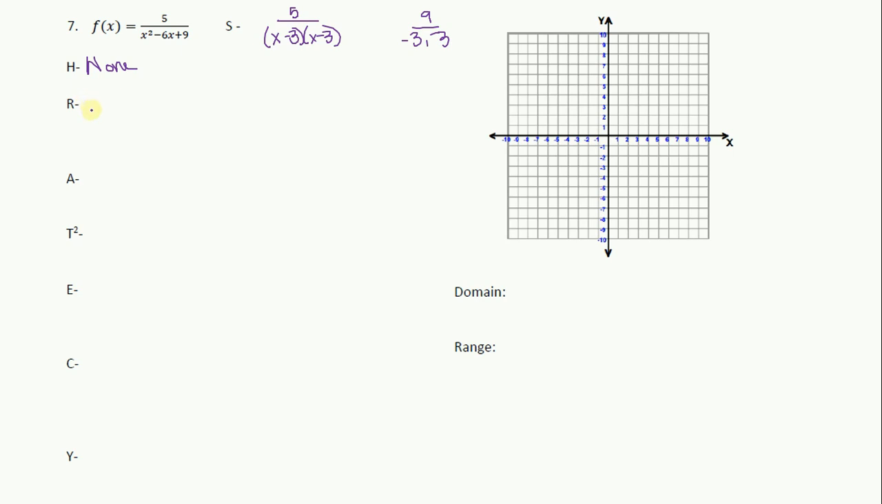Roots. Remember, we set the numerator equal to 0. So 5 equals 0. 5 can't equal 0. So that means we do not have any roots in particular. A is for asymptote. That's the denominator set equal to 0. So in this case, x equals 3 is one of my asymptotes. Draw that in here quick. There we go.